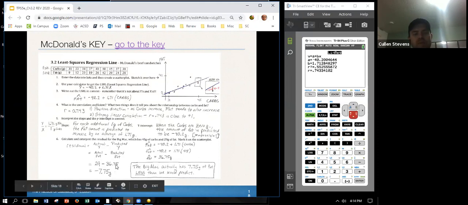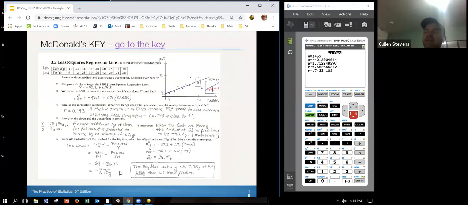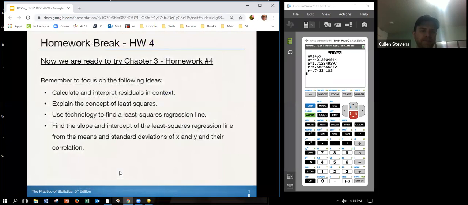So we do a residual, actual minus predicted, AP. The actual was 29, and the predicted was 36.75. So that's about negative 7.75 grams. So what we say is that the Big Mac actually has 7.75 grams of fat less than what we would predict by our model. Okay? So that's a really nice sum up of using our skills from 3.1 and 3.2 back here on our page, packet number 8.